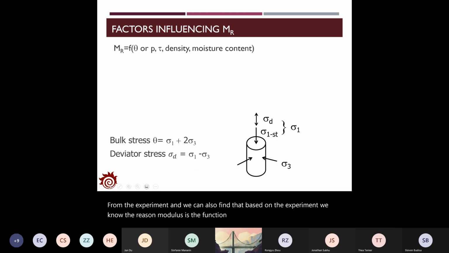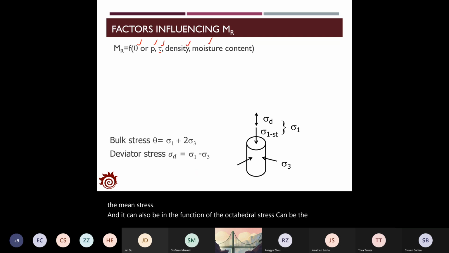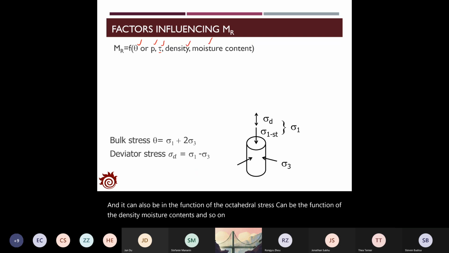And we can also find that, based on the experiment, the resilient modulus is a function of a set of parameters. It could be a function of the bulk stress, which obviously is also related to the mean stress. It can also be a function of the octahedral stress, the density, moisture contents, and so on. Those have all been calibrated in the literature, so a lot of researchers have conducted experiments on the relationship between MR and a set of variables.